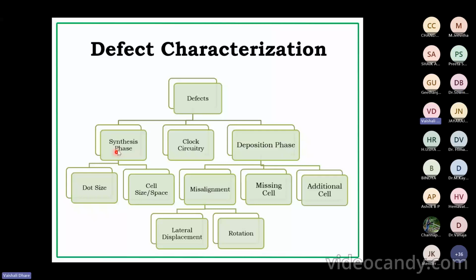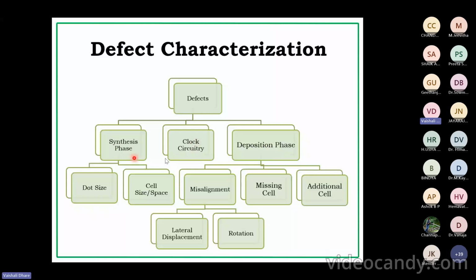Basically, two categories are there: synthesis phase and deposition phase. If you would like to understand the fabrication process, the QCA cells are fabricated first, and then they are deposited on the silicon substrate. So the synthesis phase is the first phase, in which the actual cells are fabricated, and the deposition phase is the second phase, in which the cells are deposited on the silicon substrate. So there is a possibility of defects in both the synthesis phase and the deposition phase.